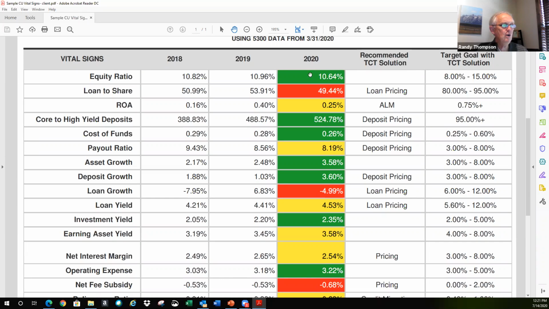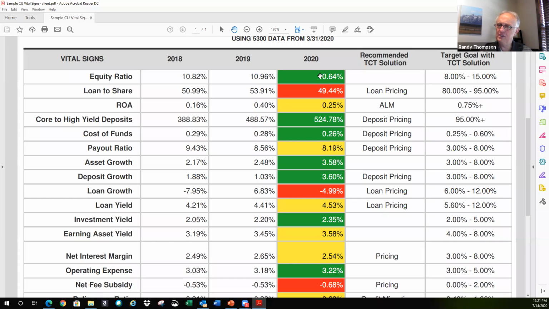So this first number here, of course, equity. Equity is the accumulated earnings over the life of the credit union. So that's the first number, and being in the healthy range is important. You can have excess, and that's an important number to be watching, the starting point.